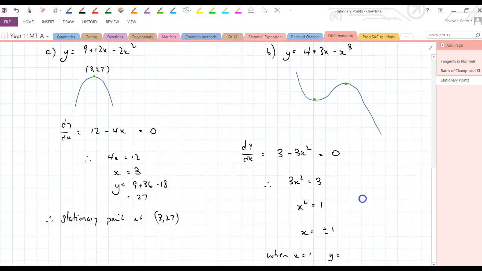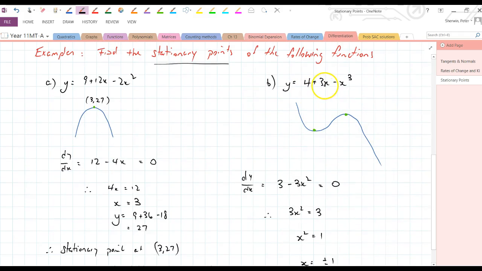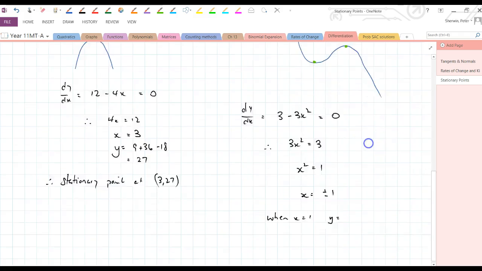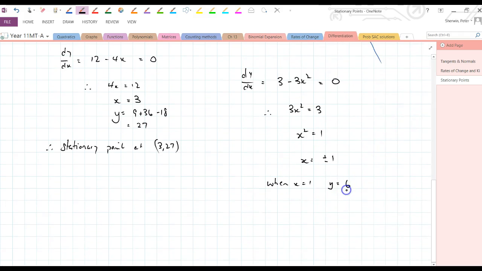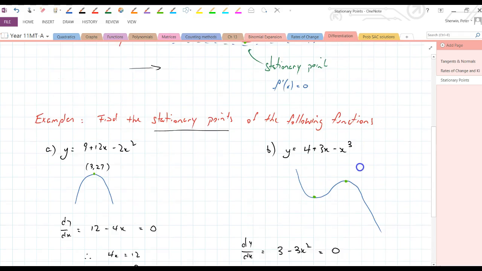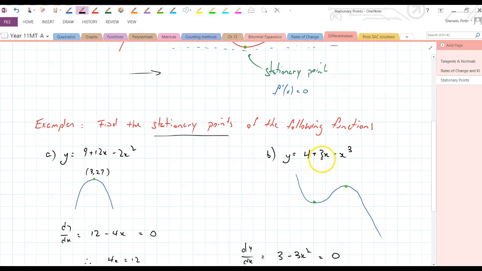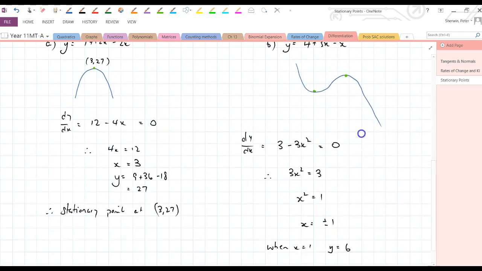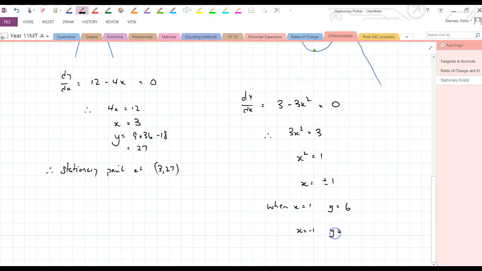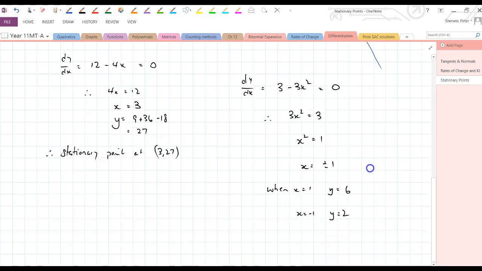Go back up to the original equation. 4 plus 3 is 7, minus 1 is 6. So when x equals 1, y is 6. When x is minus 1, 4 minus 3, which is 1, minus 1, plus 1, so that's 2. So y equals 2. So we have the stationary points at 1, 6, and minus 1, 2.